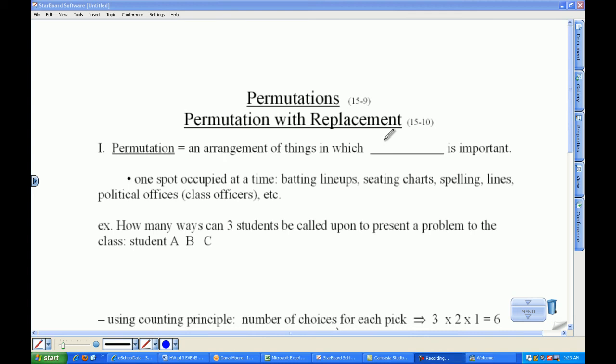Greetings, ladies and gentlemen. Today we're going to be talking about permutations. A permutation is an arrangement of things in which order is important. If order matters, you're going to use a permutation.